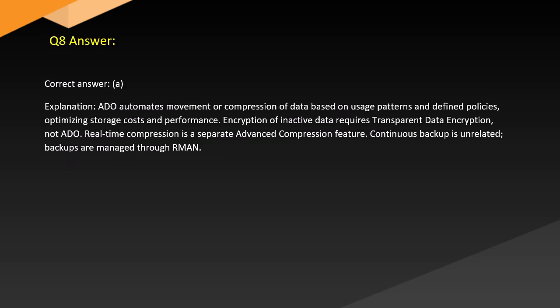Answer. Correct answer: A. Explanation. ADO automates movement or compression of data based on usage patterns and defined policies, optimizing storage costs and performance. Encryption of inactive data requires transparent data encryption, not ADO. Real-time compression is a separate advanced compression feature. Continuous backup is unrelated, as backups are managed through RMAN.